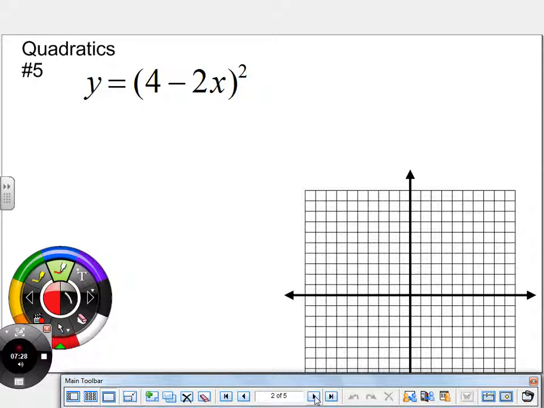Okay. All right, so the next ones we're going to look at are on the quadratics. We're going to look at number 5 and number 6. So you can find your handout on quadratics. It said parabolic functions on it, and then number 5 and number 6.